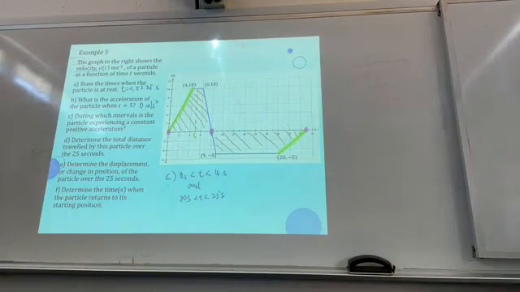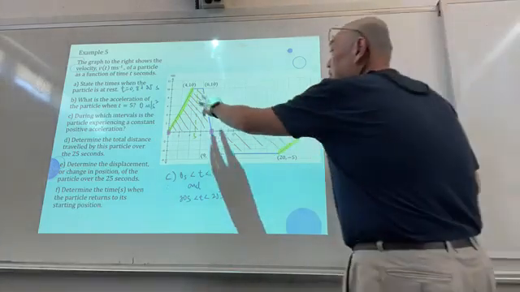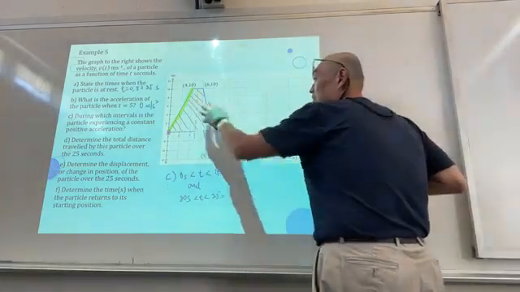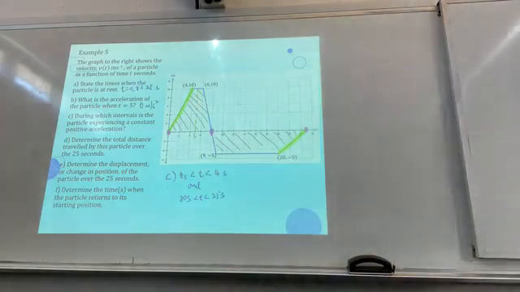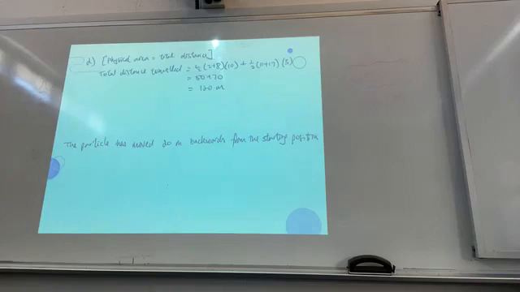Determine the displacement, or change in position. Displacement is the signed area, which is positive plus negative. So it's 50 minus 70, which is minus 20 meters. Distance is the physical area. The particle has moved backwards 20 meters from the starting position, but remember that will be negative.